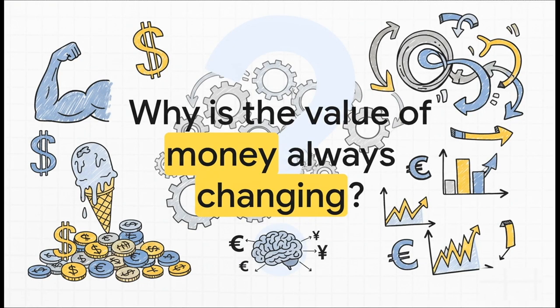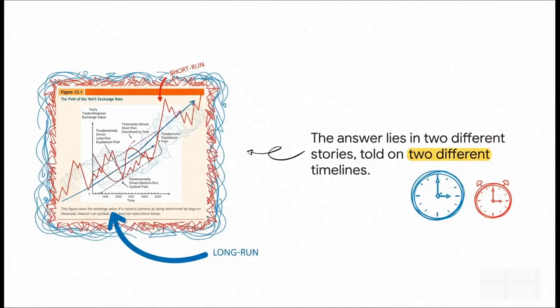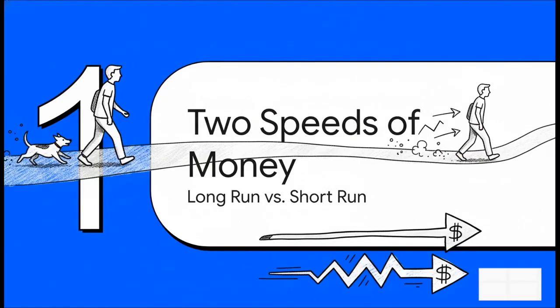Right, so why is this stuff always changing? One day the dollar's up, the next it's down. It can feel totally random, can't it? But as we're about to see, there's actually a method to the madness. You see, the answer really lies in two completely different stories, and they're told on two different timelines. There's this fundamental long-run value for a currency, but in the short run, oh man, the market can get a little wild. It can overshoot or undershoot that fundamental path by a lot, which is exactly what this chart is showing us. Here's a great way to picture it.